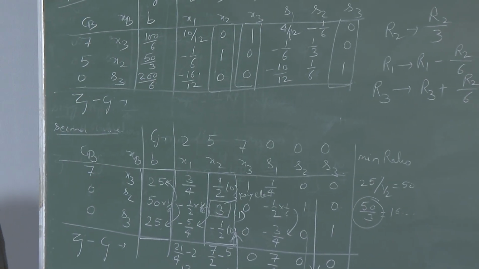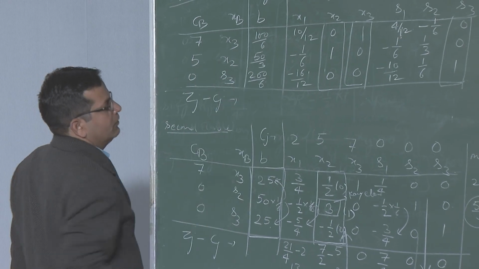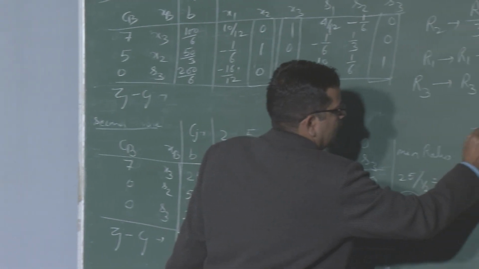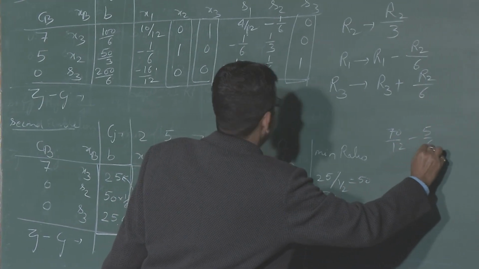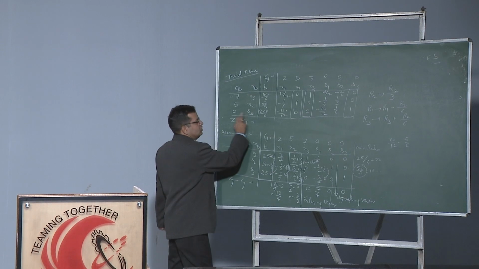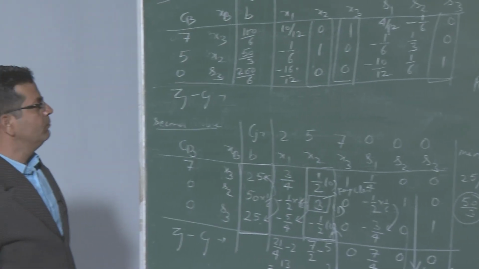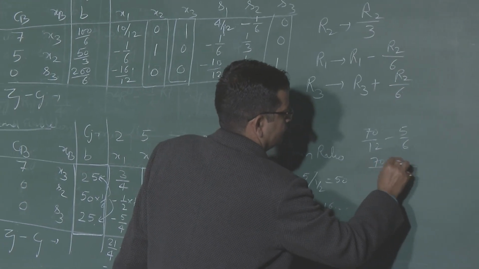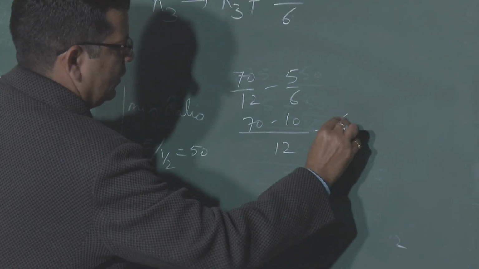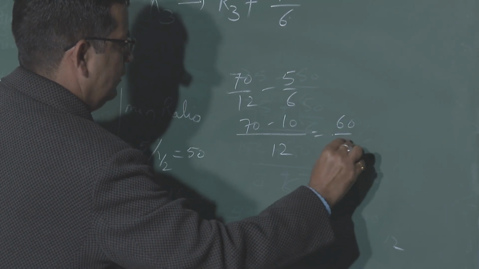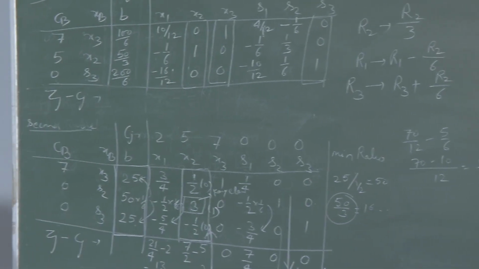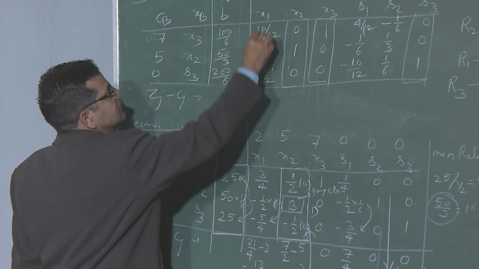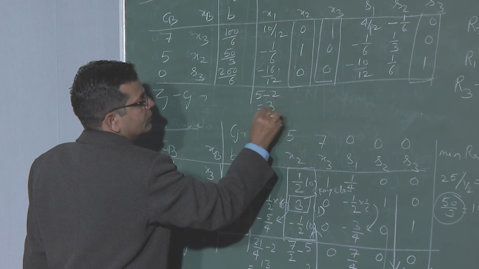So 70 by 12, then 5 multiplied by minus 1 by 6. So 70 by 12 minus 5 by 6 plus 0 into minus 16 by 12, it is 0. So the total value is 60 by 12, it is 5, and so Zj is 5 minus Cj is 2, so it becomes 3.